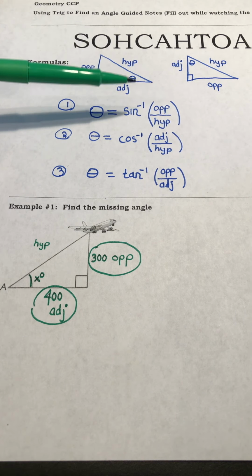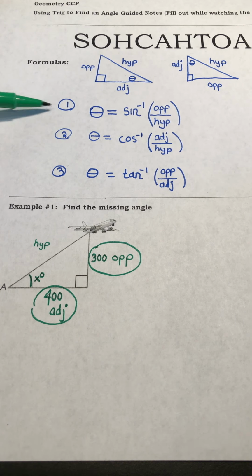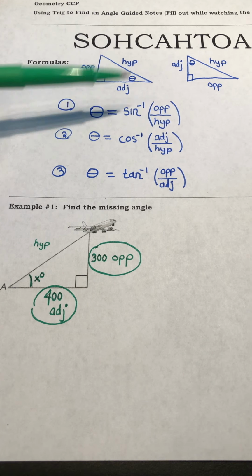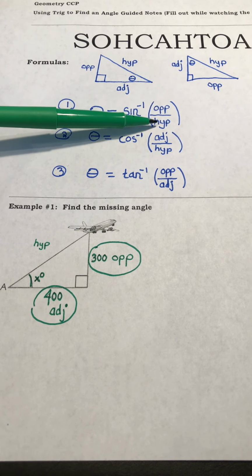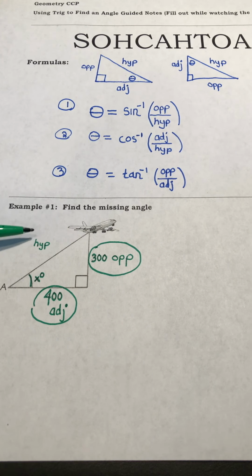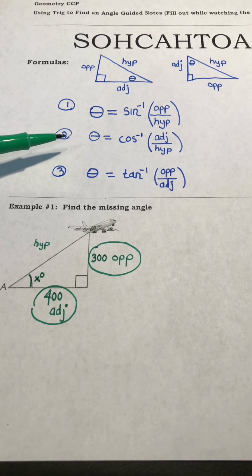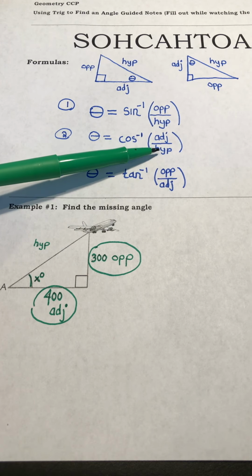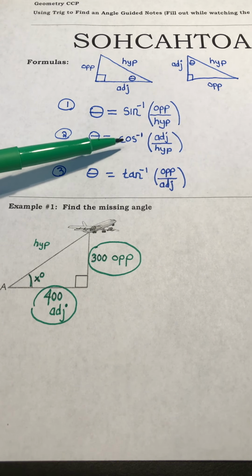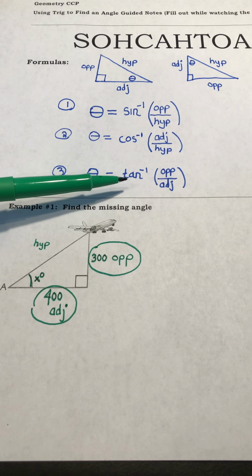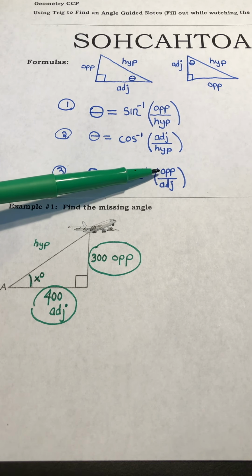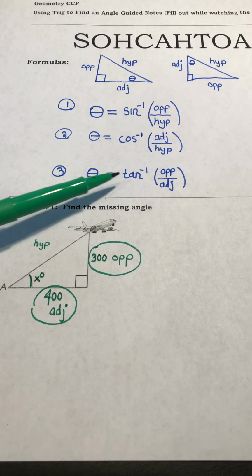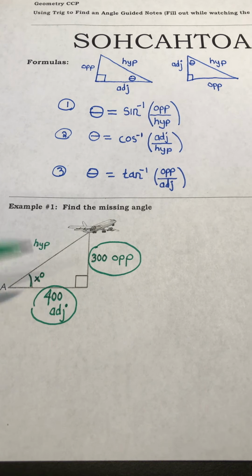So let's look at our three formulas here. Should we use formula number 1, inverse sine? Well, I would say no, right? Because although we know the opposite, we don't have the hypotenuse, right? The hypotenuse is not listed. Same logic applies to number 2. We do not have the hypotenuse, so we cannot use formula 2. But we can use formula 3. We have the opposite side and we have the adjacent side. So let's actually use this formula to solve for the angle.